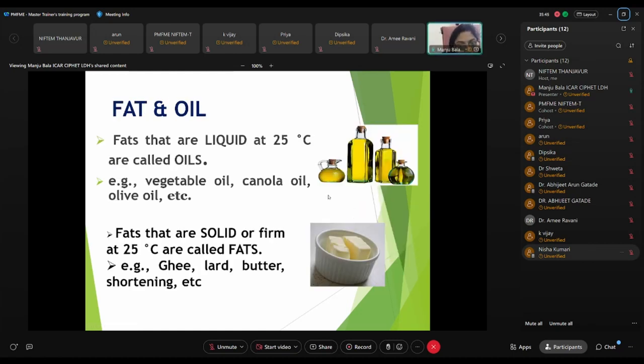Now, what is the difference between fat and oil? Looking at it physically, if the lipid is in liquid form at 25 degrees centigrade, it is called oil. And if it is solid at 25 degrees centigrade, it is called fat. Examples are ghee, lard, butter, shortening; and all vegetable oils come under the category of oils.